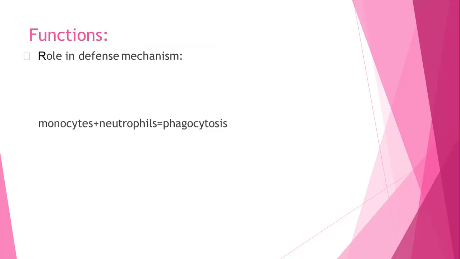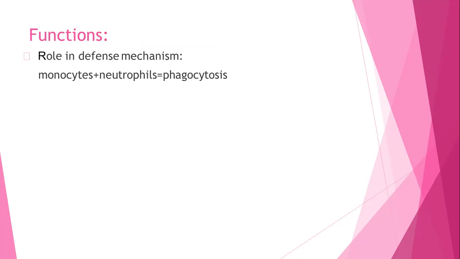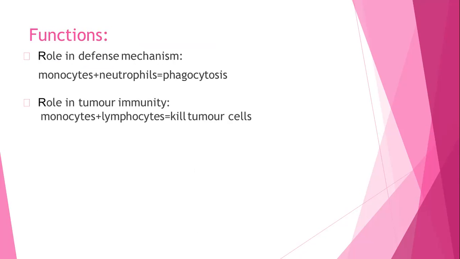The function of this is playing a role in the defense mechanism, helping along with the neutrophils in the process of phagocytosis. They are helping in the process of tumor immunity. So monocytes plus lymphocytes, they kill the tumor cells. Then there is a synthesis of biological substances also. Some substances will be synthesized by this. So in summary, what we have seen is different types of WBC, the normal counts of WBC, how they are formed, what is the morphology, and what are the different variations. So that we have seen here up till now.